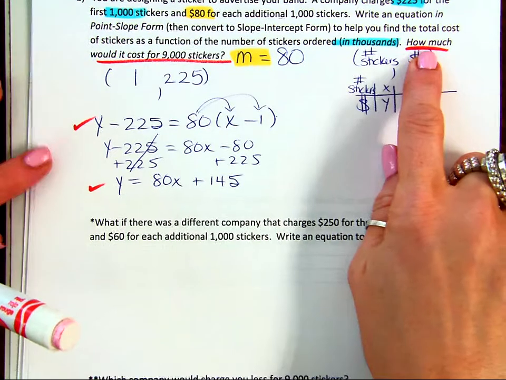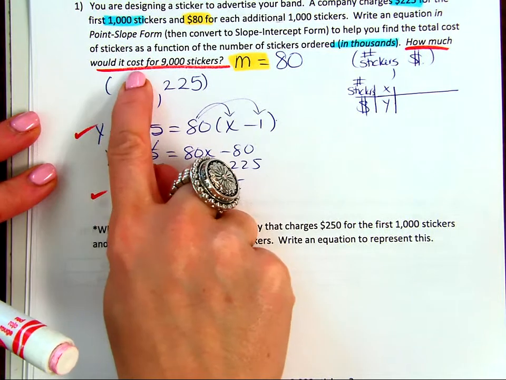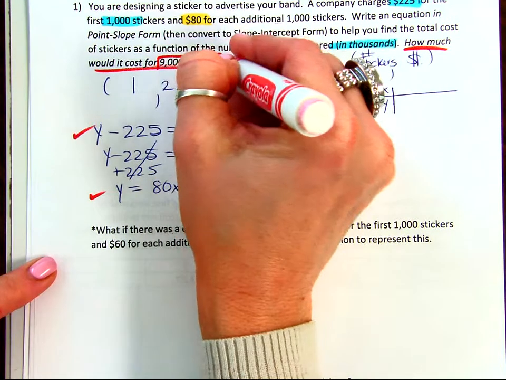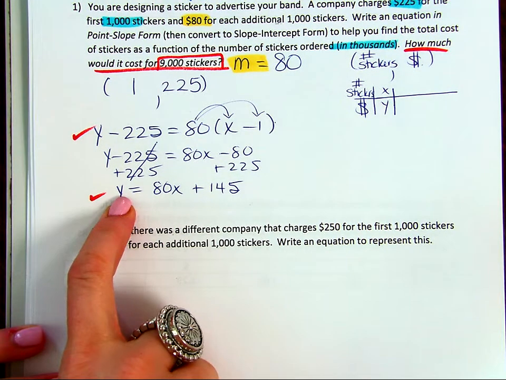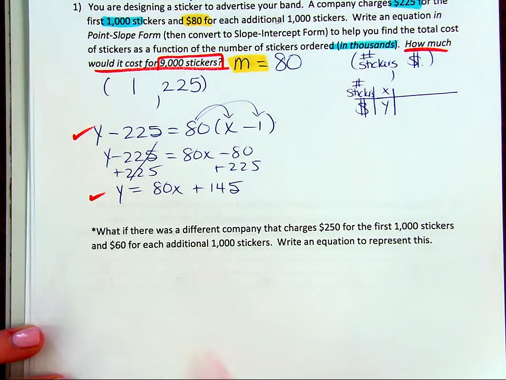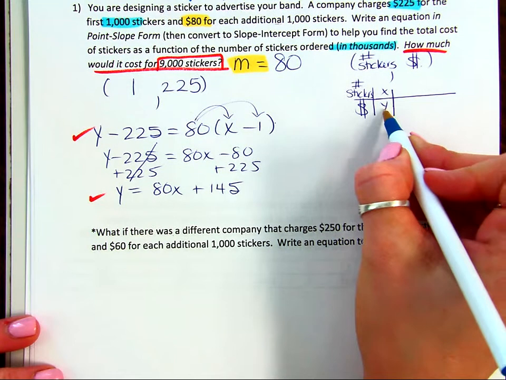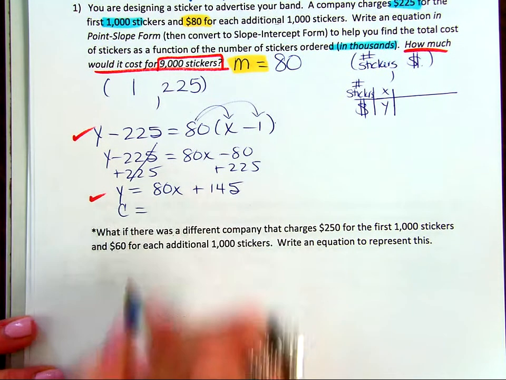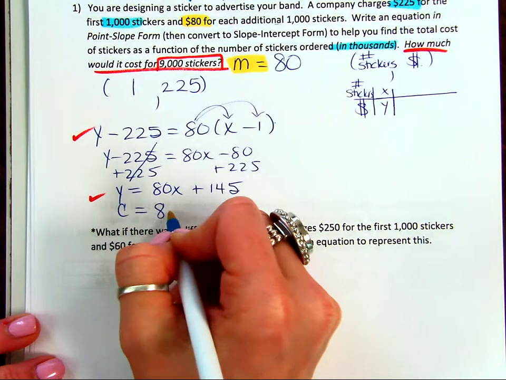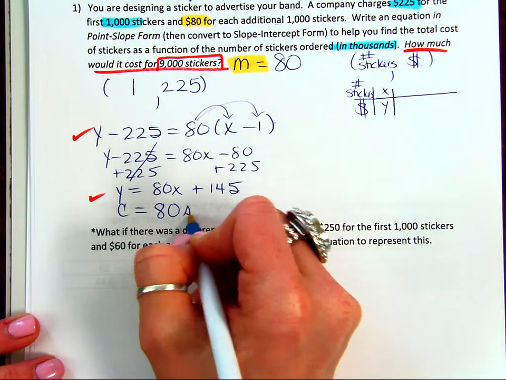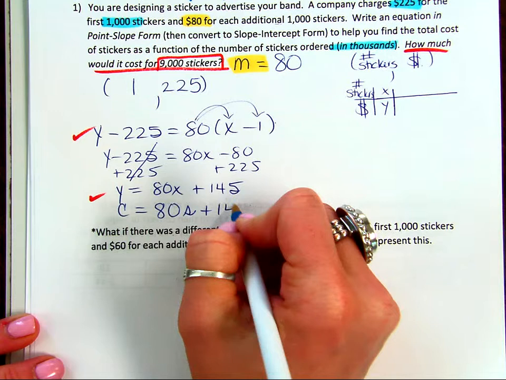So now, how much would it cost for 9,000 stickers? Okay? So the dilemma you are facing now is, where do I put the 9? Well, first of all, am I going to put in 9,000 or 9? I'm just going to use 9, right? Because everything is already in thousands. So am I going to put the 9 here or here? Well, that's where it's helpful to know that I could have written this equation as y, which is cost, equal to $80 per 1,000 of stickers plus 145.